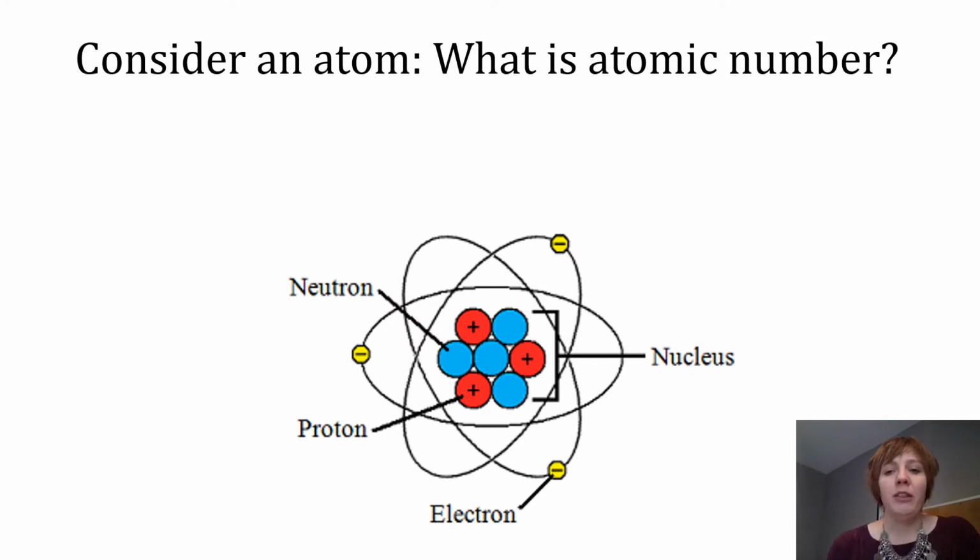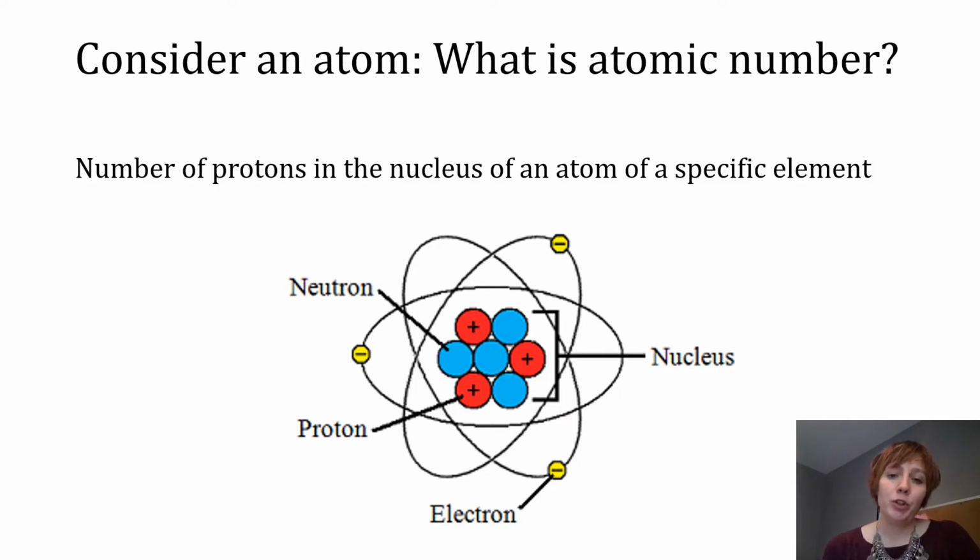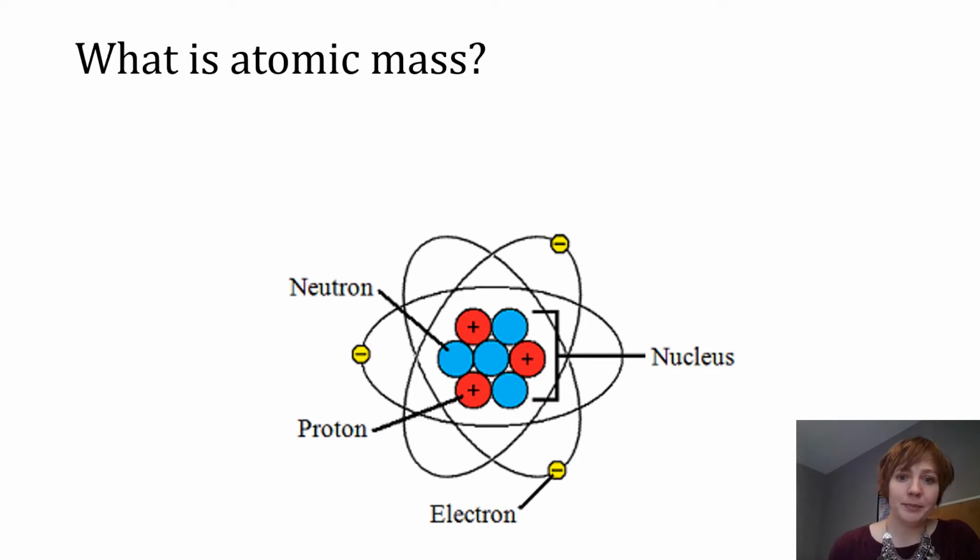Now, to begin with, we need to start thinking about atoms. And the first part of that is atomic number. So hopefully you've had some chemistry in your past and you can remember that atomic number refers to the number of protons in the nucleus of an atom of a specific element, because this is in fact what defines the elements. Hydrogen has 1 proton in its nucleus, helium has 2 protons in its nucleus, and every different element will have its own unique number of protons in that nucleus.